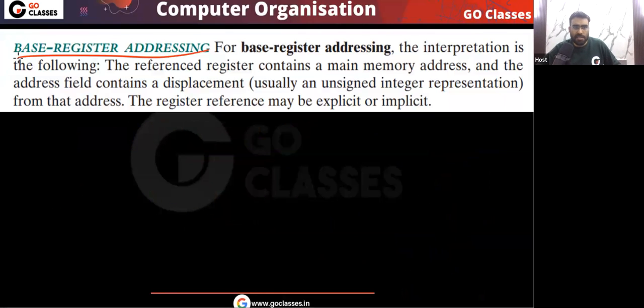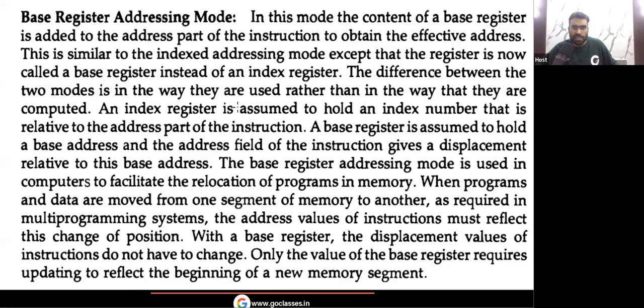You can see base register addressing mode. In this addressing mode, what is the interpretation? It is basically the content of the address plus the displacement. Just add both of them. You can read this. We have already seen this, and what purpose is the base register addressing mode used for? To facilitate relocation of program in main memory. Is this clear? So you can see, very simple. So this we have already seen.